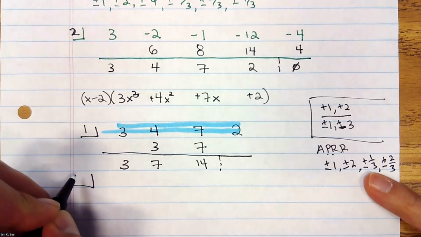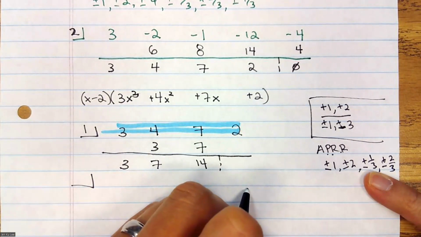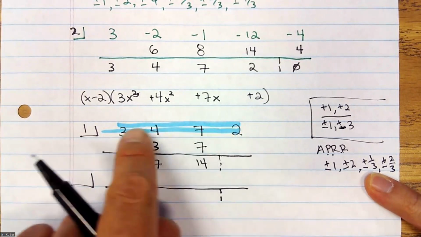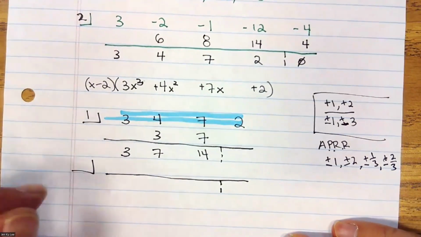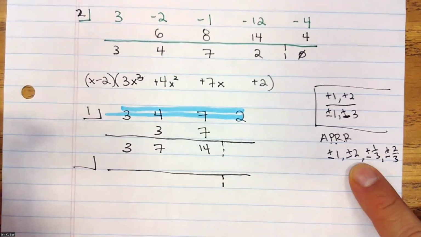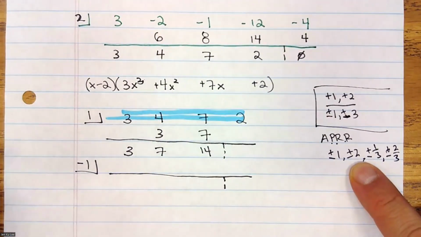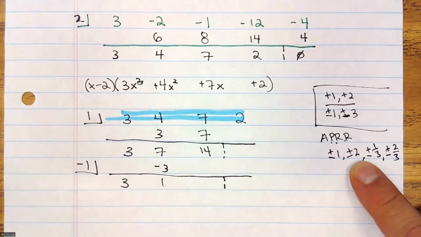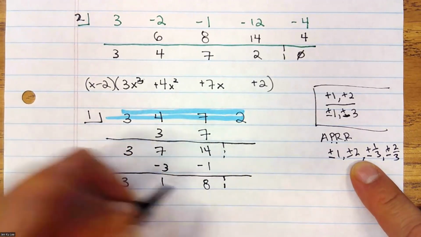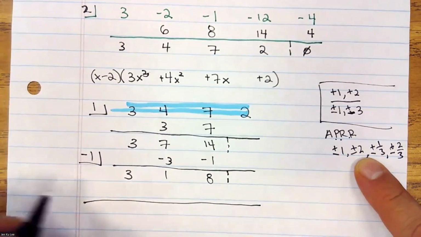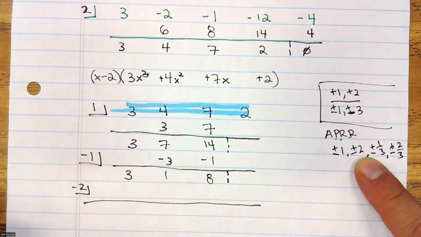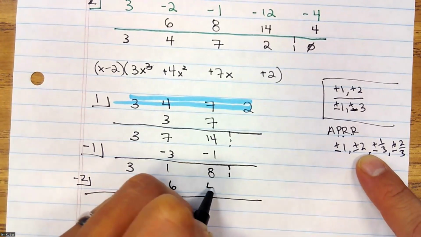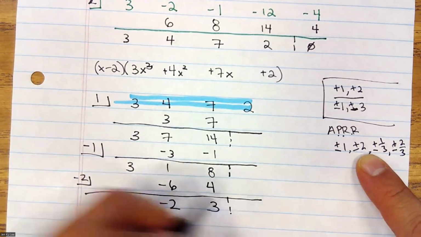Let's try 1. Let's try 2. Would 2 work, class? No? There's no negatives anywhere, so it just makes it bigger and bigger. So how about if you bring a negative? Let's try -1. 3, -3, 1, -1, 8. Nope. -2, 3, -6, -2, 4, 3. Nope.